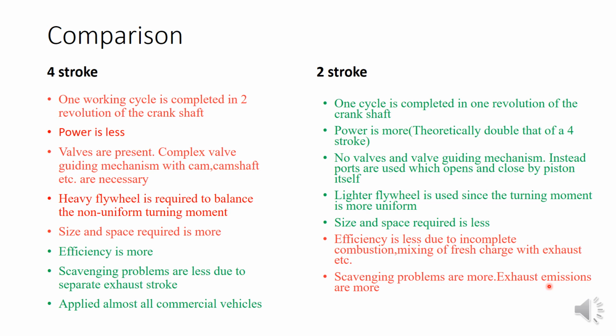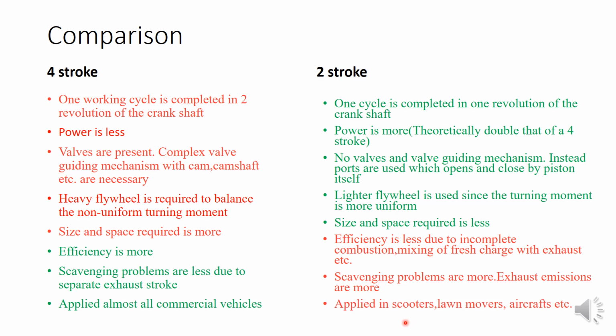All these emission norms have strict regulations about the percentage of carbon monoxide and other exhaust gas. So the two-stroke engine will not satisfy these emission norms, due to incomplete combustion and high exhaust emissions. That is why we are not using the two-stroke engine in commercial vehicles.